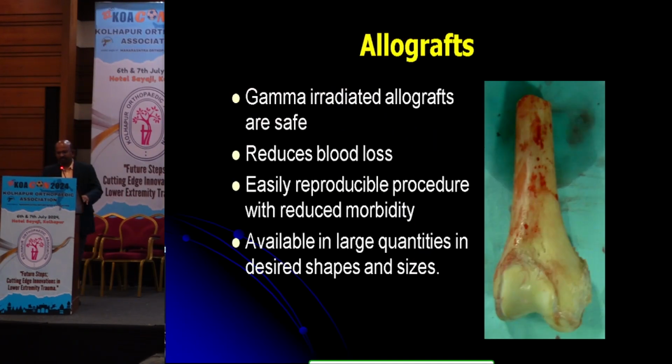The advantage of allograft is that it is a well processed gamma irradiated allograft. It is a very safe bone to use, and it reduces blood loss. It is an easily reproducible procedure with reduced morbidity. They are also available in large quantities if you have a bone bank.